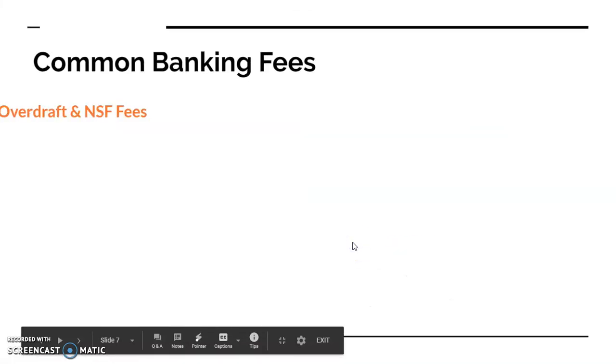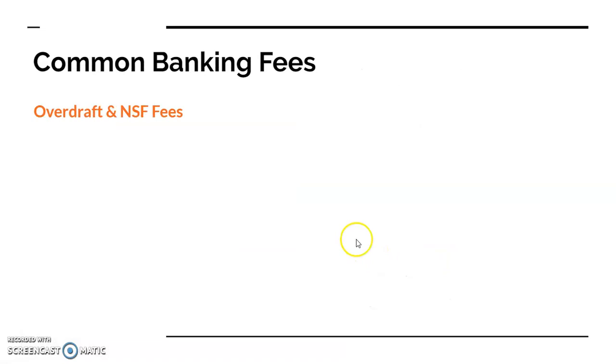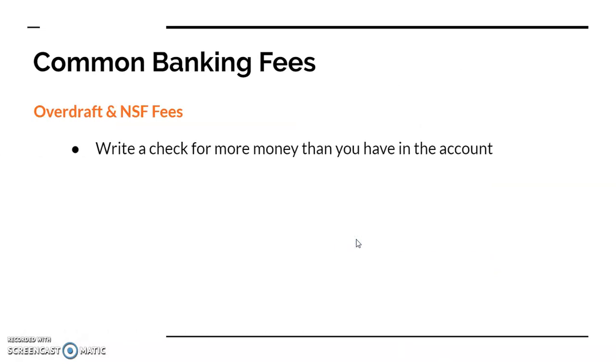Other common banking fees would also include overdraft and non-sufficient funds fees. This is if we write a check for more money than we have in our account, and we would normally be charged anywhere from $30 to $45 per check written with insufficient funds.